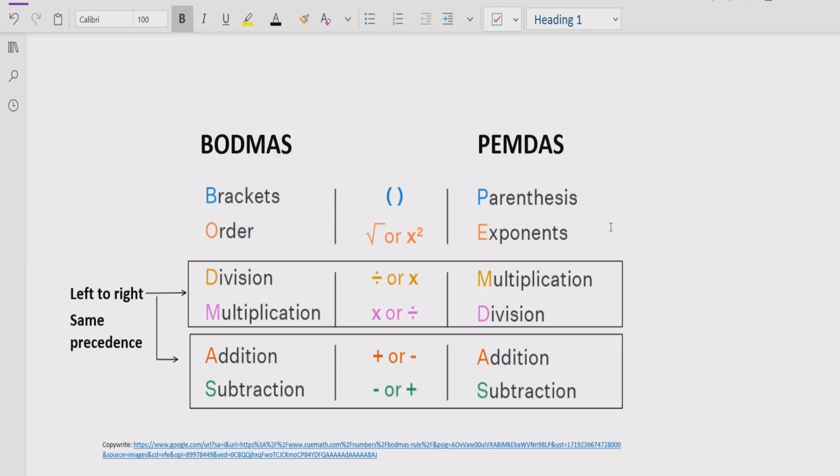Step number three is basically you have to go left to right in your expression and find out division and multiplication. Both have similar precedence, so you can solve any of them which is coming first. Similarly, for addition and subtraction, we have the same rule. So step number four, you have to go left to right in your expression and one by one solve each operation. And whichever is coming first, you have to solve that part first. Either if subtraction is coming first, you have to solve the subtraction first, and if addition is coming first, you have to solve the addition first.